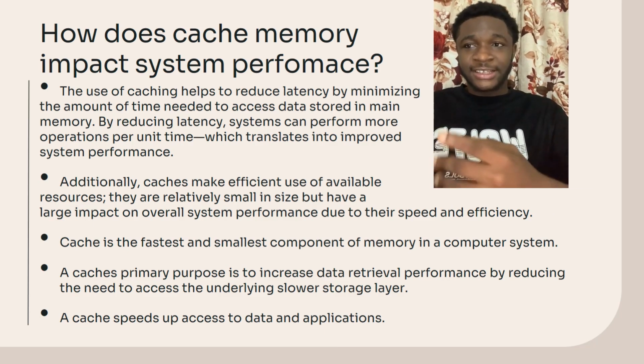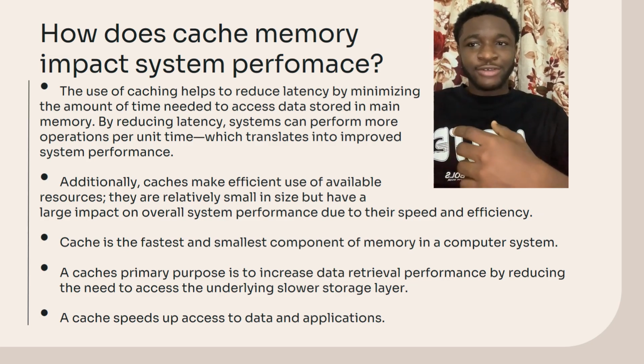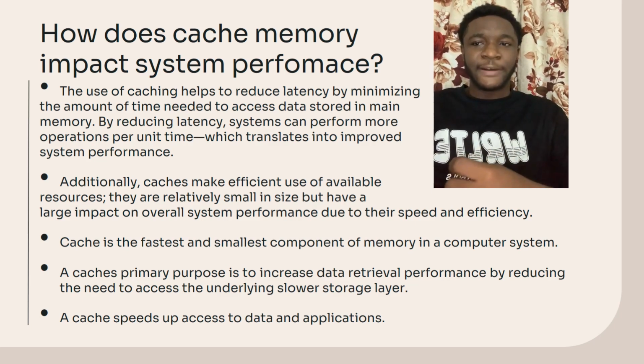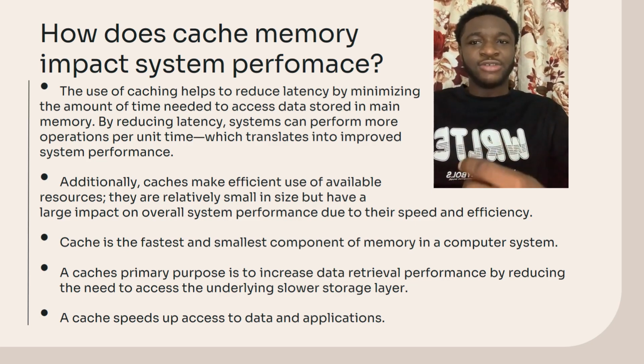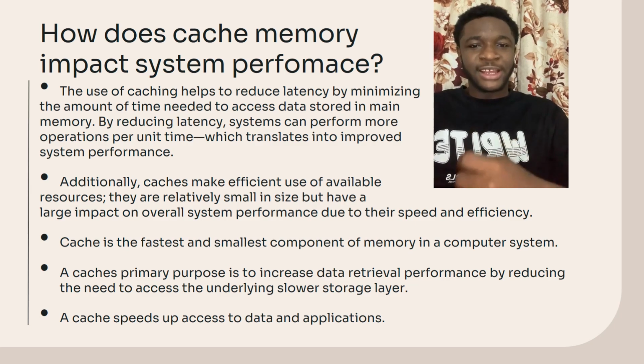Cache is the fastest and the smallest component of memory in a computer system. A cache's primary purpose is to increase data retrieval speed by reducing the time needed to access the underlying slower storage layer. The cache speeds up access to data in applications. Despite their size, they impact largely on overall system performance due to their speed and efficiency.